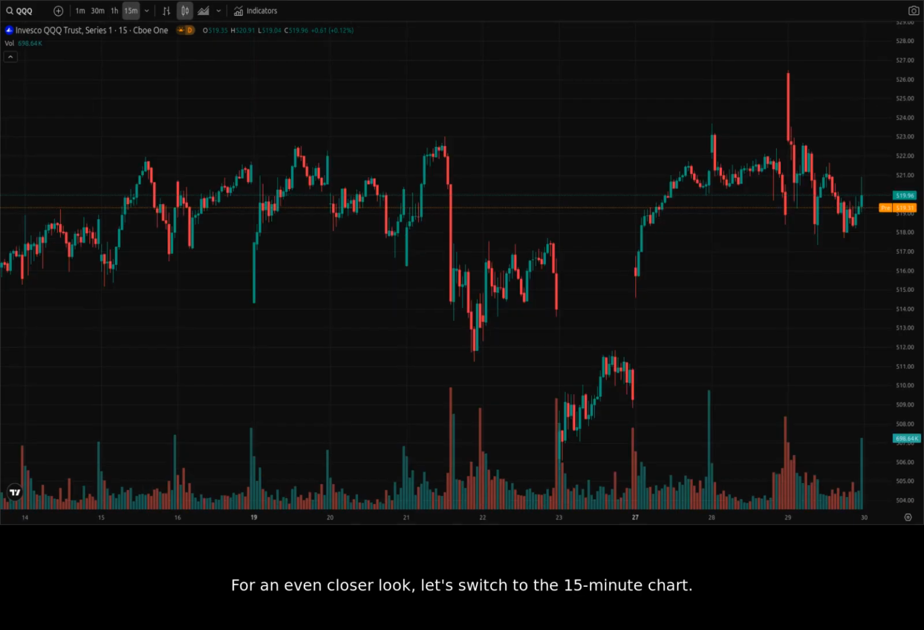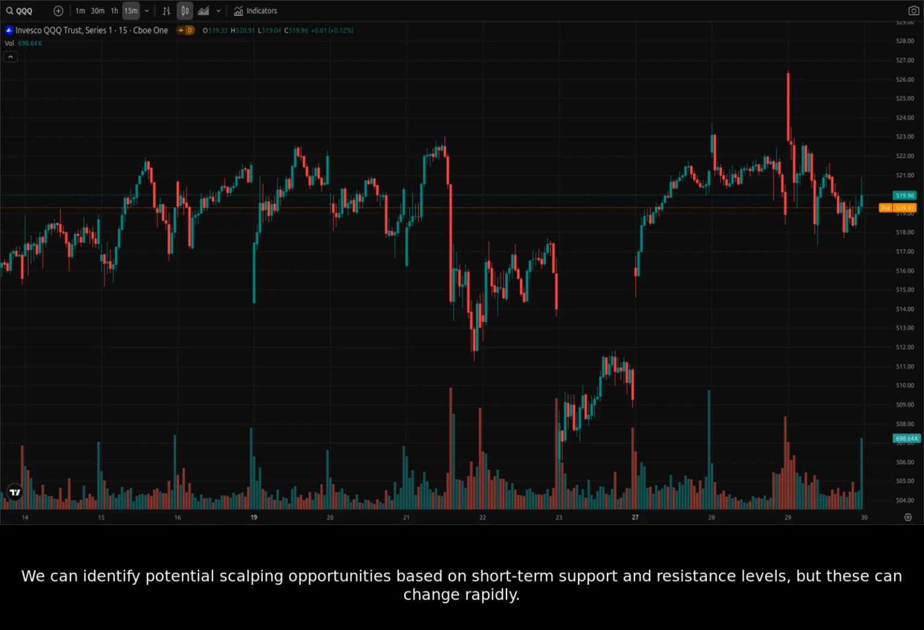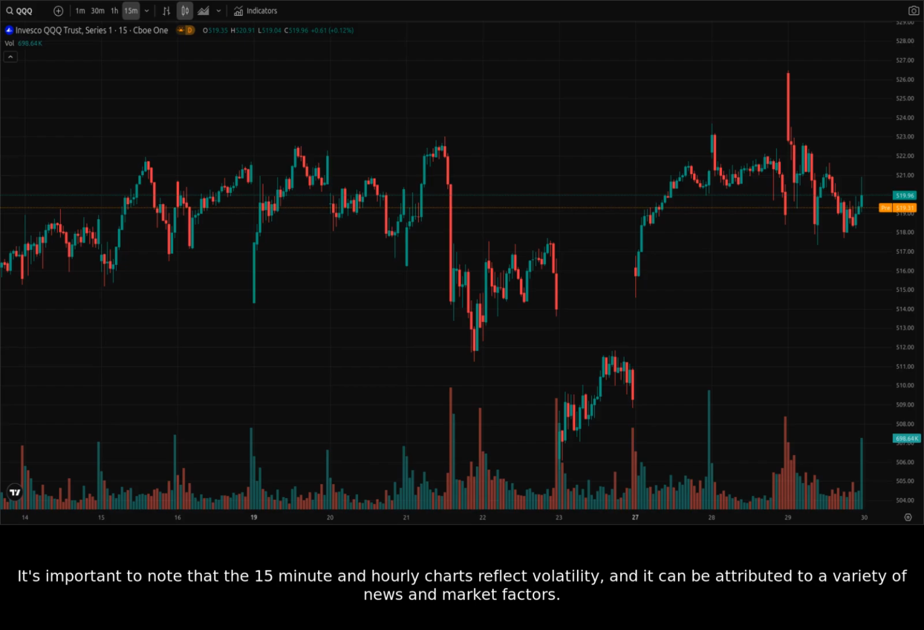For an even closer look, let's switch to the 15-minute chart. Here on the 15-minute time frame, we see a clearer picture of intraday price swings. We can identify potential scalping opportunities based on short-term support and resistance levels, but these can change rapidly. It's important to note that the 15-minute and hourly charts reflect volatility, and it can be attributed to a variety of news and market factors.